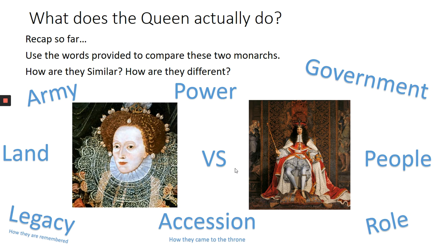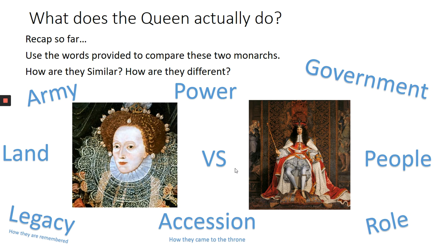Okay, so they are both, you could use the word power and say that they're both very powerful monarchs. You could say that they're both in full control. They had the full set of powers. You could say that they acceded to the throne in a very similar way. They both inherited the throne from either a parent or a sibling. You could say that the amount of land they controlled was the same. They both controlled England.